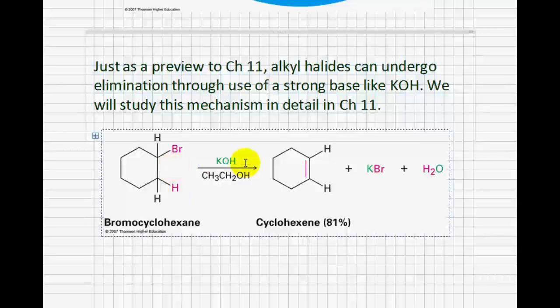if I treat it with a strong base, like potassium hydroxide, I'm able to overall cause the elimination of HBr from that double bond there. So the mechanism is a couple of steps. You can tell because HBr itself is not the product that's formed. It's actually KBr and H2O, but we'll talk about that in detail later on.